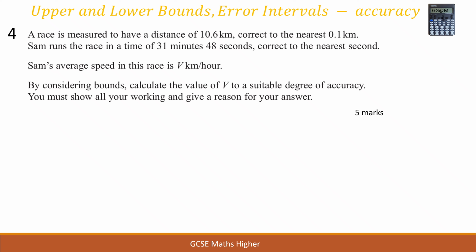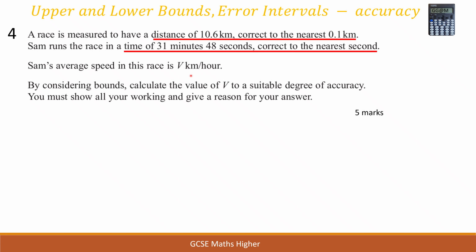Now this question is quite a wordy question linking to upper and lower bounds or your error intervals here. So we're going to look at the keywords in the question. You're told you've got a distance of 10.6 kilometres to the nearest 0.1 kilometre. The time is 31 minutes and 48 seconds. Now be careful because the units aren't consistent, so you need to put them into the same form. And this is to the nearest second.